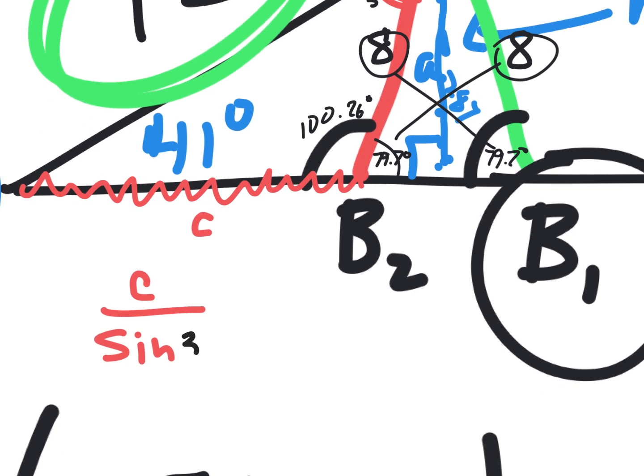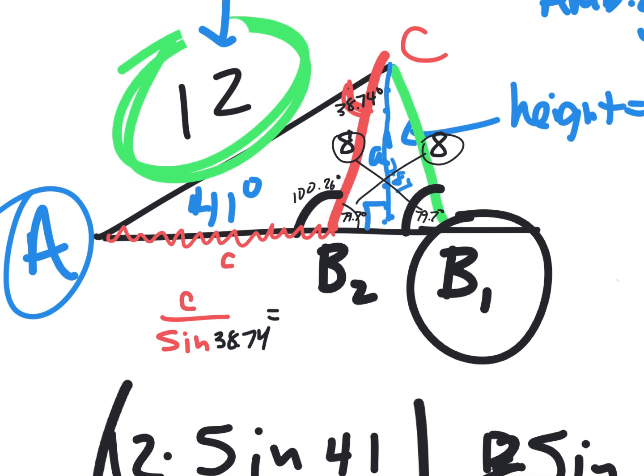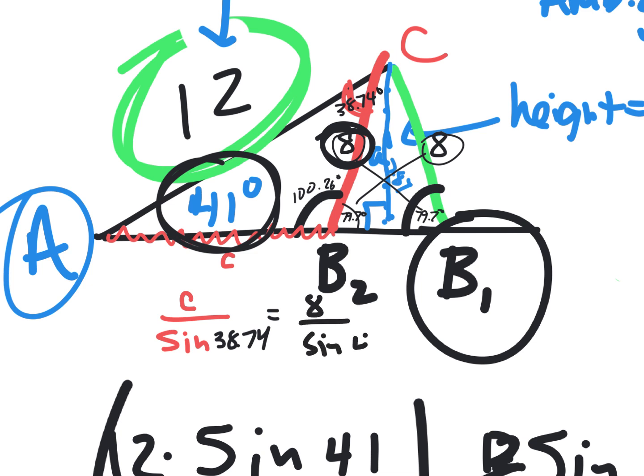Means that this is 38.74. And then I use the pair I started with, which was the 41 and the 8. I had those from the beginning. So I'm going to use 8 over sine 41. Now, it's a multiplying by the sine of 38.74.